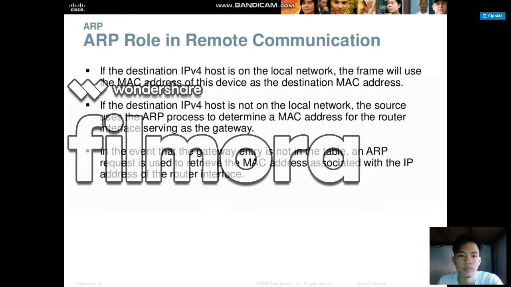So, ARP role in remote communication. If the destination IPv4 host is on the local network, the frame will use the MAC address of this device as the destination MAC address. If the destination IPv4 host is not on the local network, the source uses the ARP process to determine a MAC address for the router interface serving as the gateway. In the event that the gateway entry is not in the table, an ARP request is used to retrieve the MAC address associated with the IP address of the router interface.